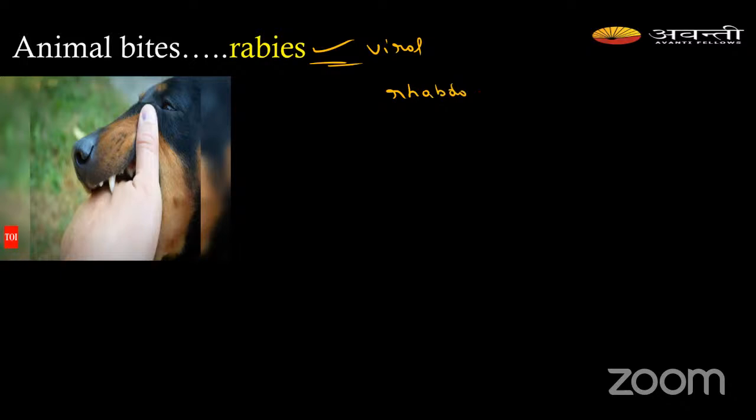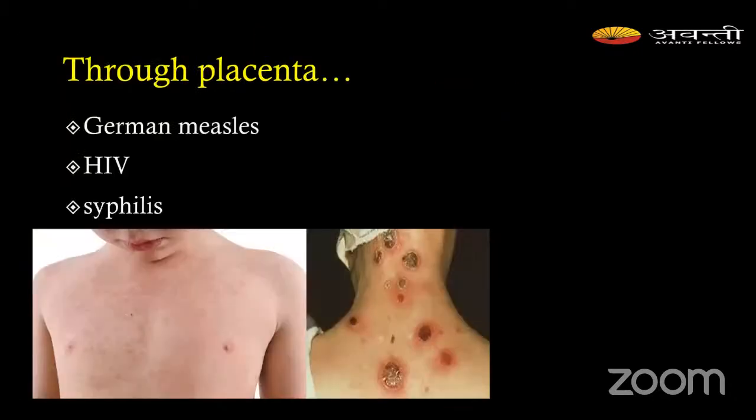The causative agent of rabies is rhabdovirus, so that is a viral disease. Then coming to transmission through the placenta, which diseases are spread this way? German measles, HIV, and syphilis. If the mother has HIV, the child is also going to get the virus, so AIDS is transferred through the placenta.